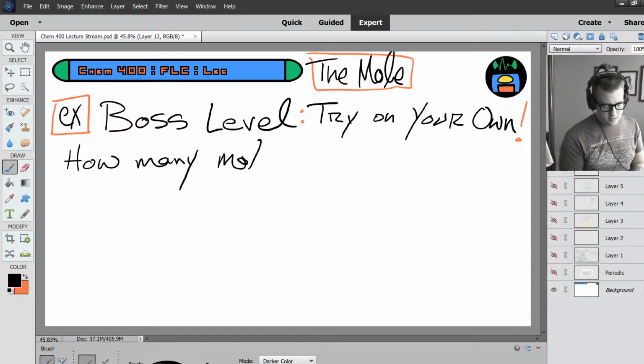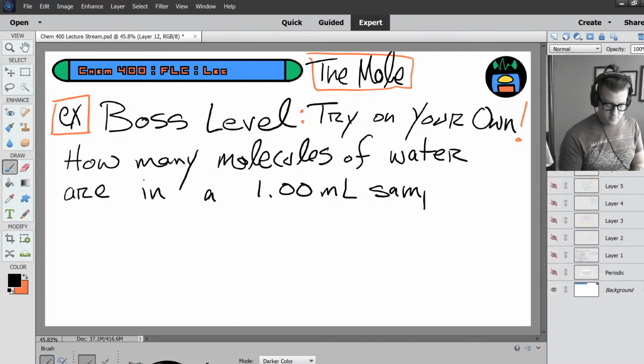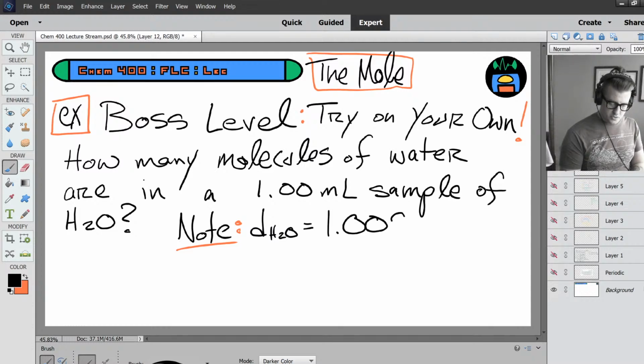How many molecules of water are in a 1.00 milliliter sample of water? And then note, you will need this note to solve. The density of water is 1.008 grams per milliliter.